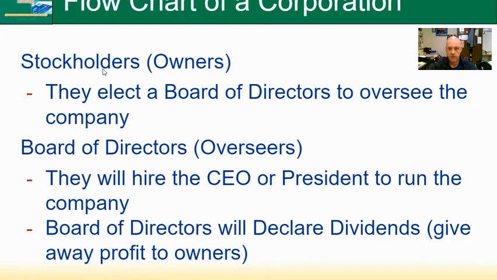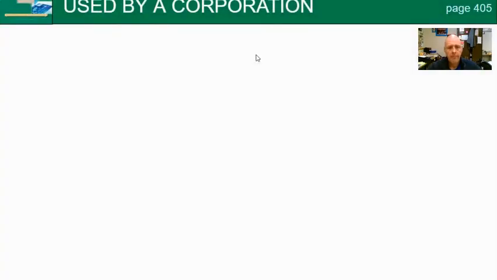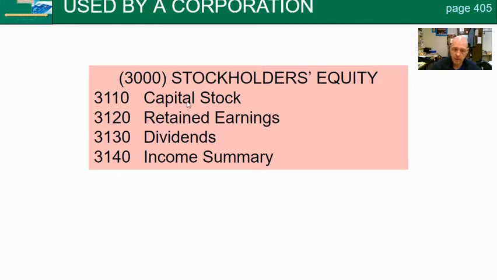Owners, in turn, again, don't necessarily get the profits unless the board of directors says you get a chunk. So let's talk about the board of directors saying you get a chunk. The stockholders' equity accounts used by a corporation, we talked about this capital stock, right? The shares that were issued, the 10,000 shares at $50 a share.